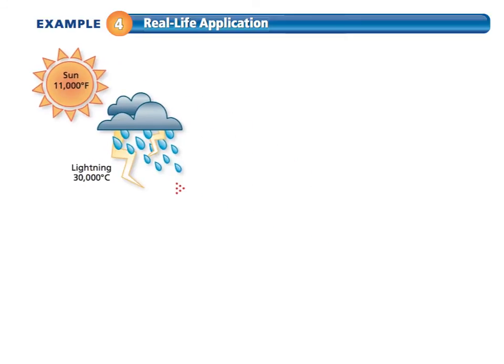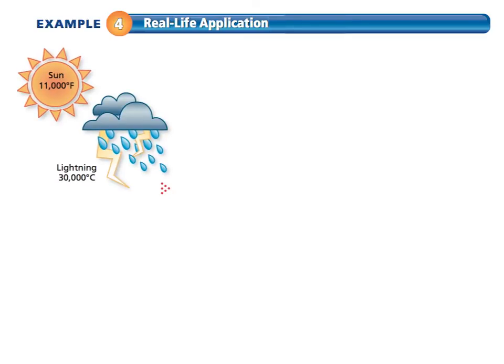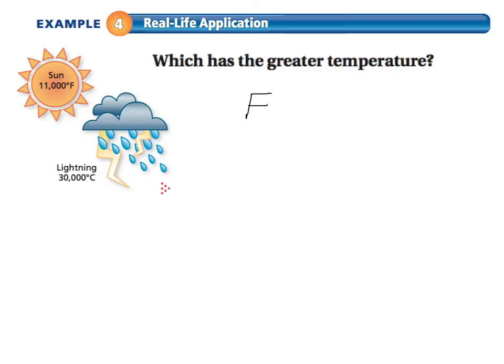So let's put this on here. We'll talk about the sun at 11,000 degrees Fahrenheit and lightning at 30,000 degrees Celsius. So here's the question. Which one has the greater temperature? So we either convert them both to Fahrenheit or convert them both to Celsius. Well, since we just solved the Fahrenheit one, let's use that. Fahrenheit equals 9/5, whoops, that's not right, 9/5 C plus 32. Well, Fahrenheit, I don't plug the sun in, but I can plug the lightning in.